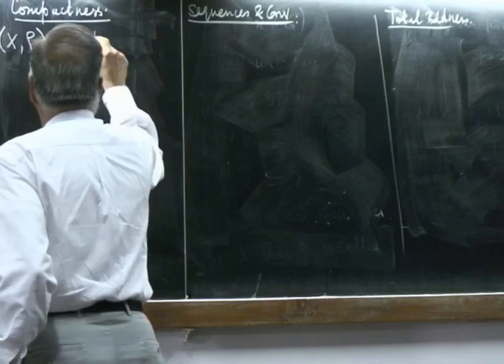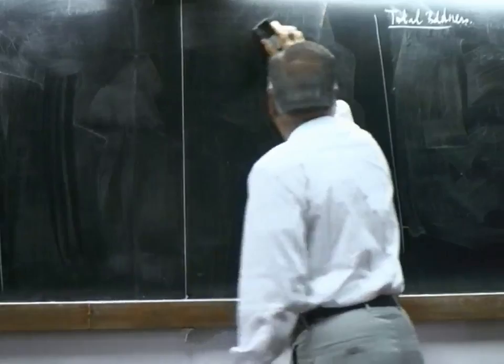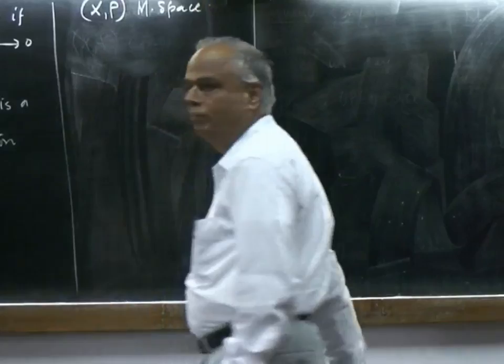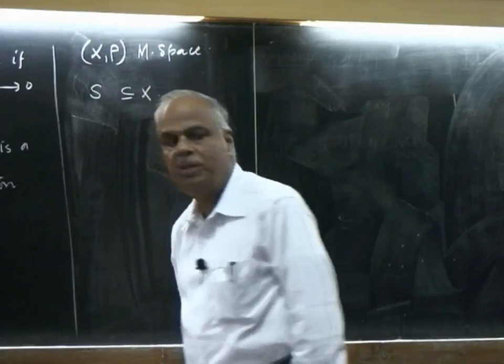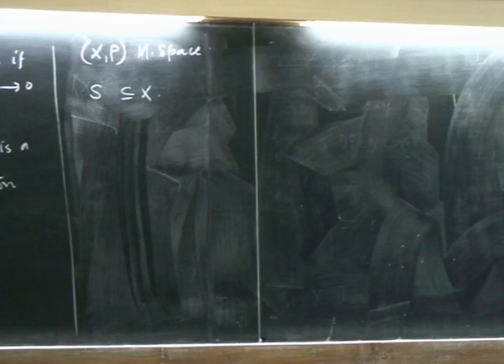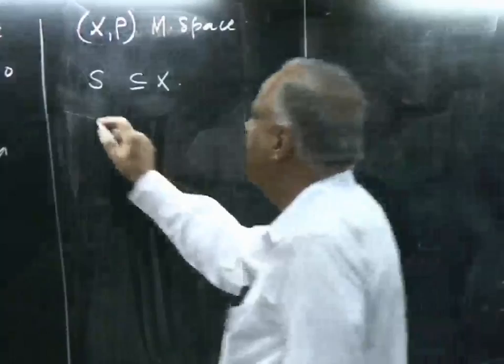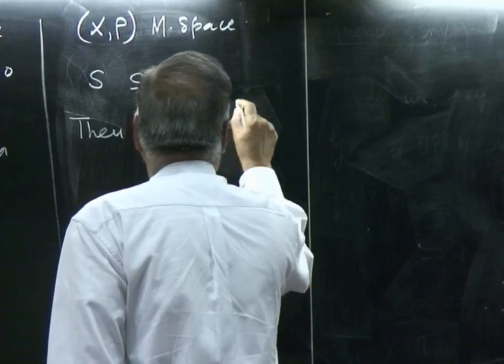Oh, okay, let me make a few comments before that. Now suppose I have a metric space (X, rho), and I have a set S which is a subset of X. Whenever you have a subset of a metric space, that itself becomes a metric space with the same metric, because the same distance can be used on a smaller collection. Then (S, rho) is itself a metric space.